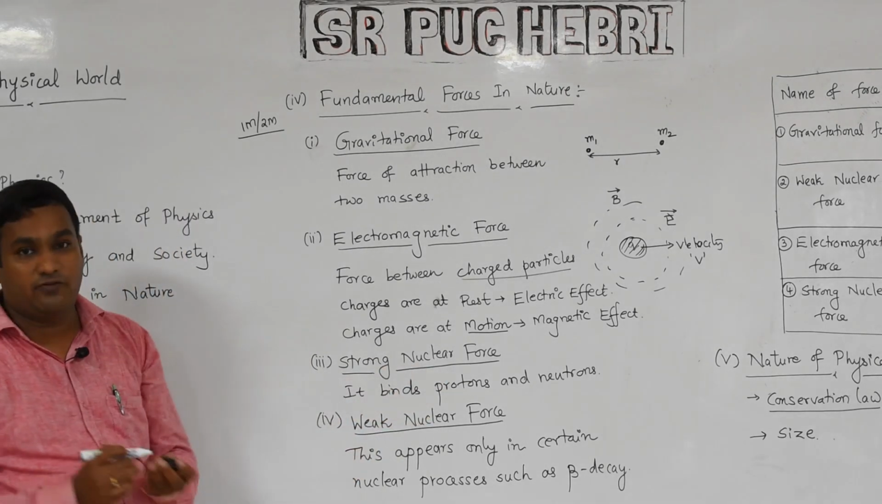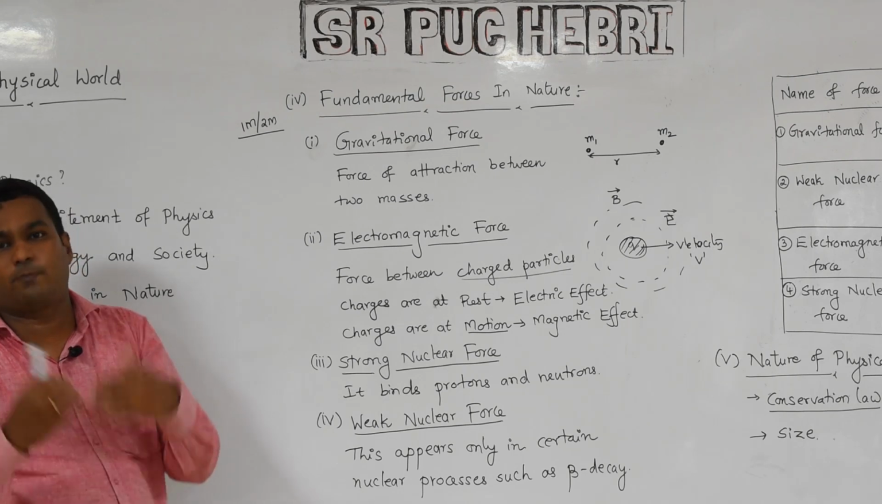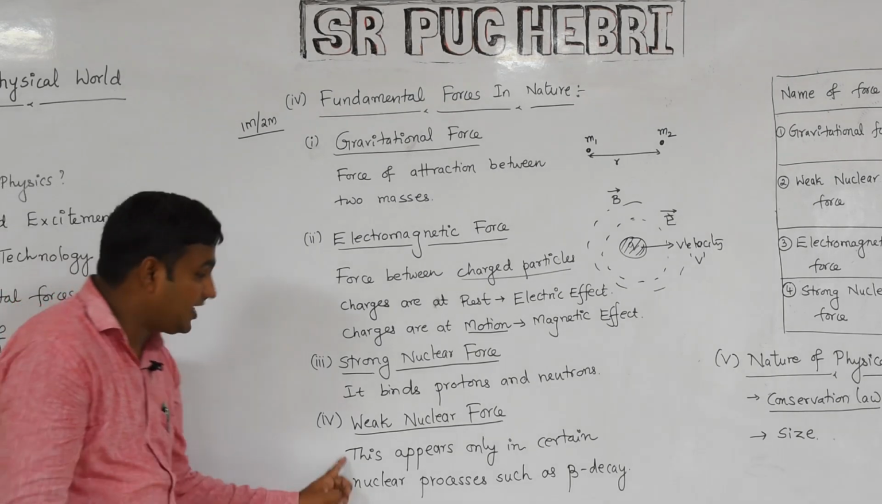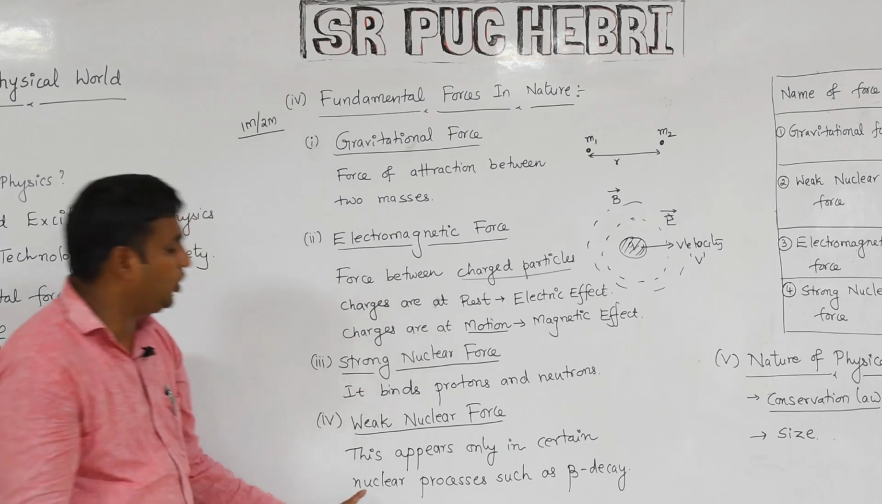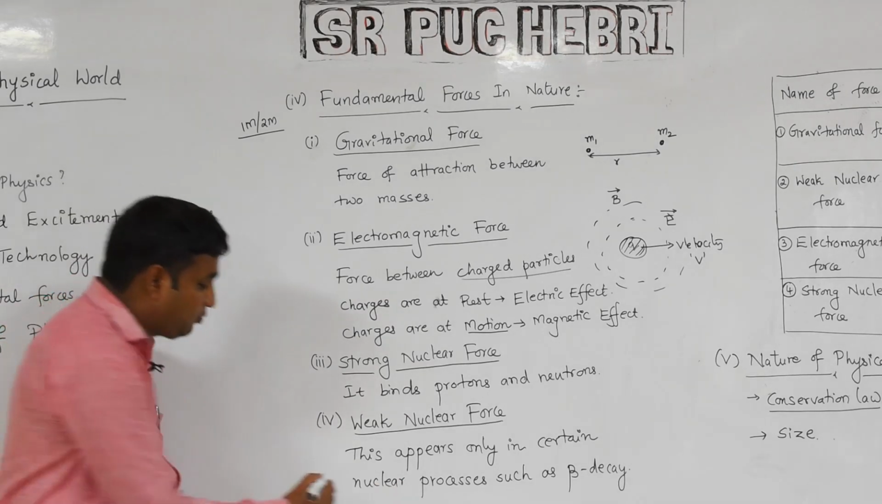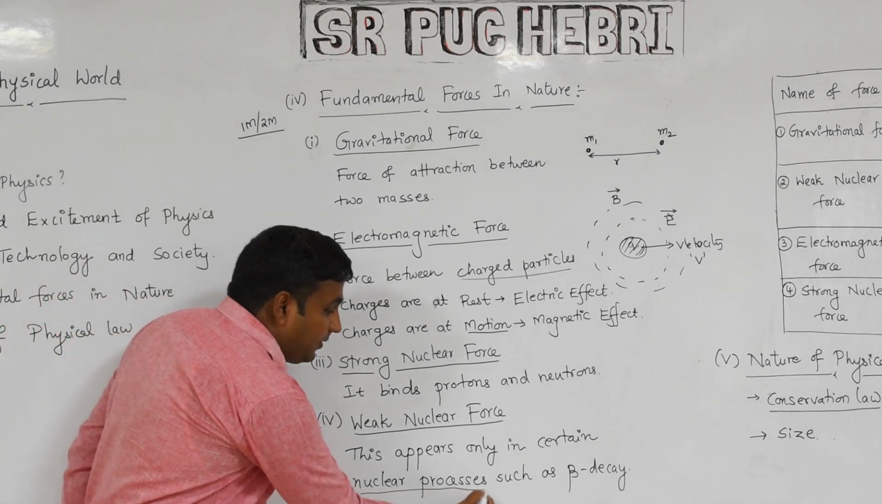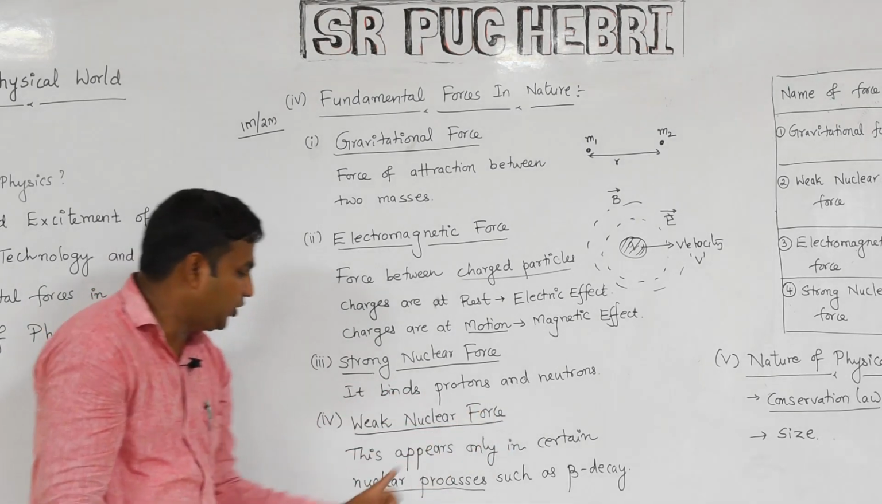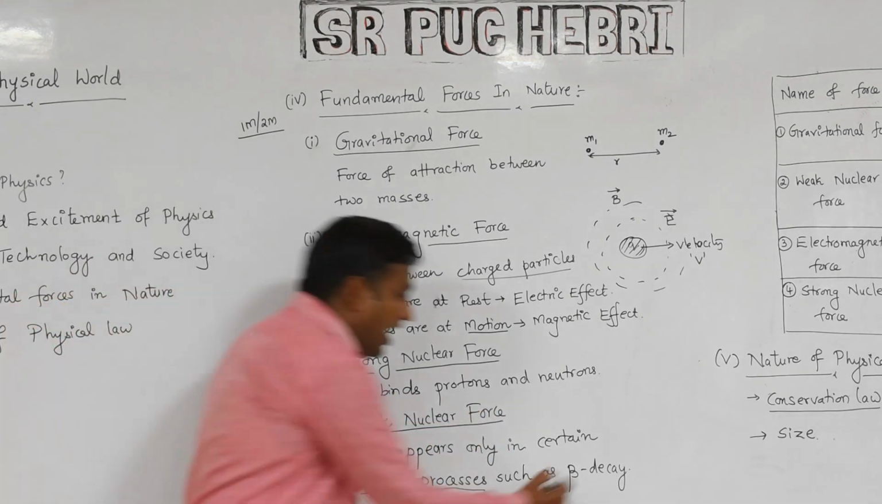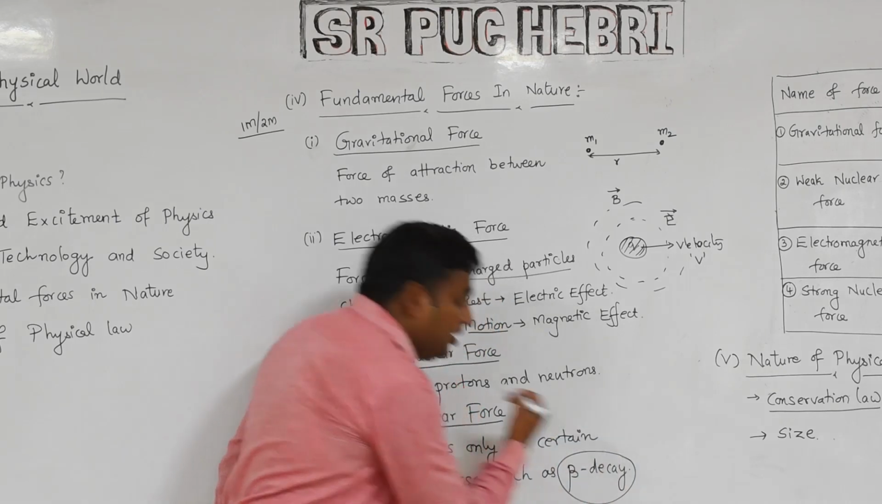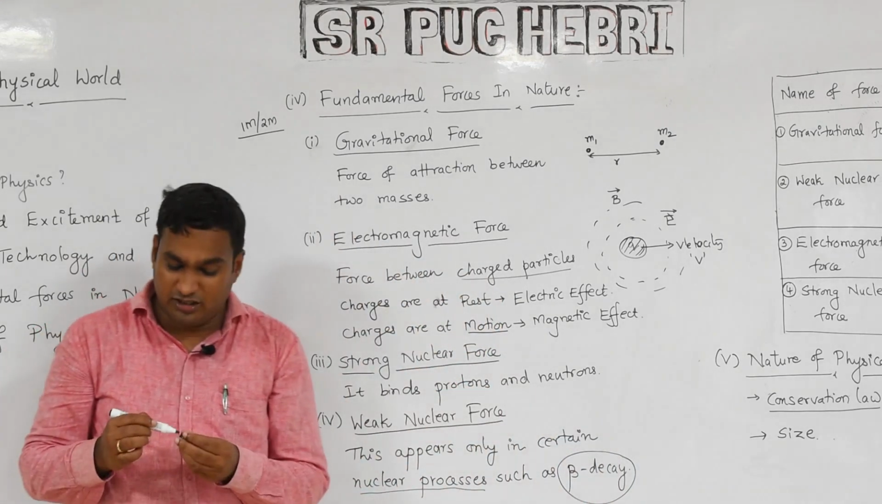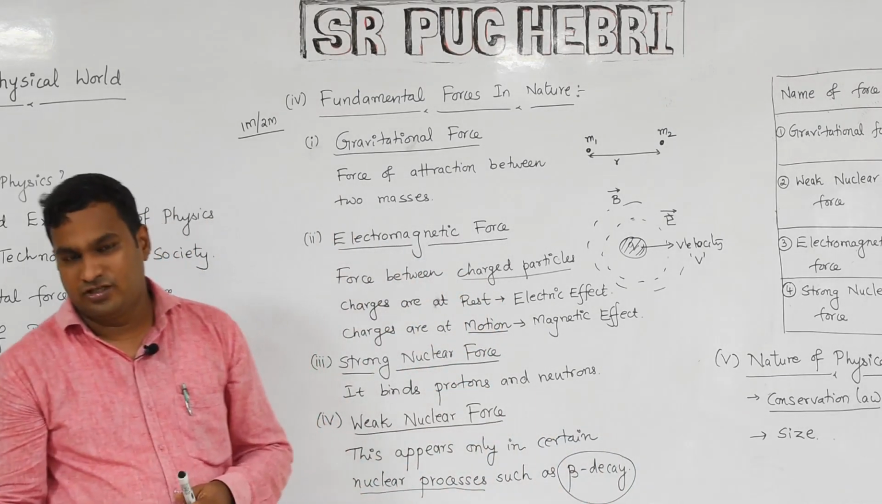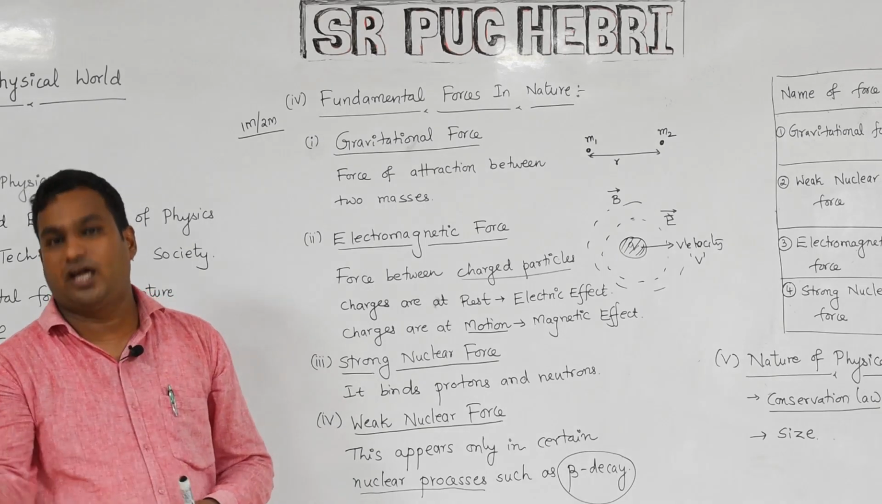This weak nuclear force appears only in a certain process. That's why it appears only in a certain nuclear process. Keep this point clearly in your mind. It appears only in a certain nuclear process such as beta decay. You already heard about Madame Curie. She is a scientist who discovered radioactivity.